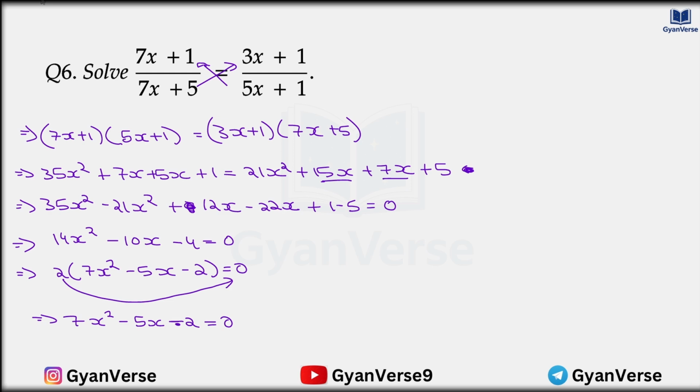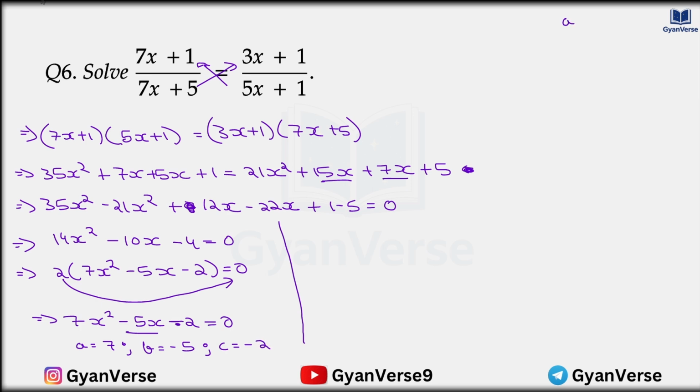So the quadratic equation has been formed because the question was in the form of fractions. The first step was to eliminate the fraction, that I did, and write the equation in the form ax square plus bx plus c equals to 0, that I have done. Now the third step is to split minus 5x. Here the value of a is 7, b is equal to minus 5, c equals to minus 2.